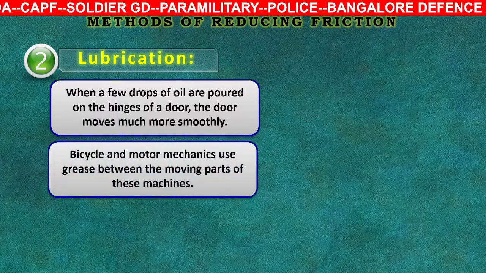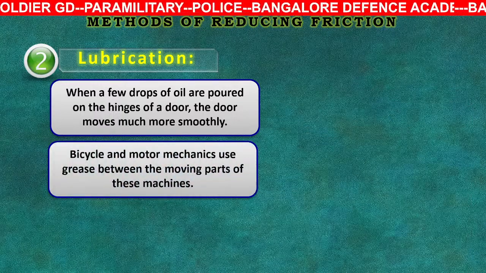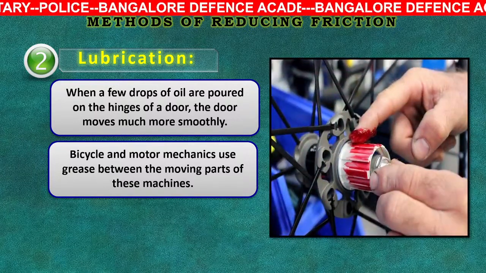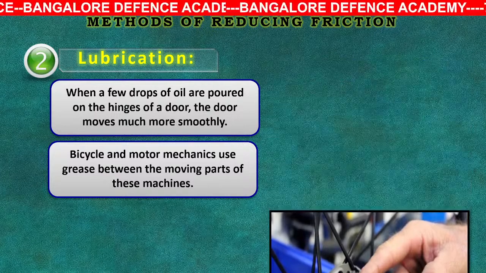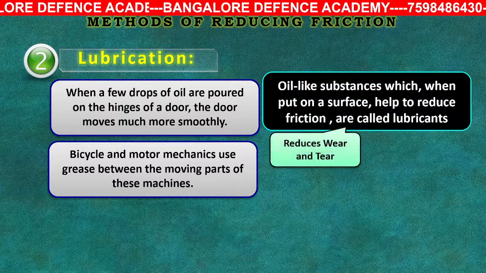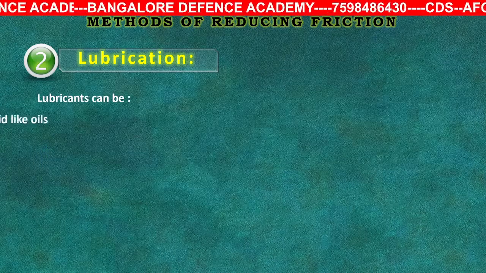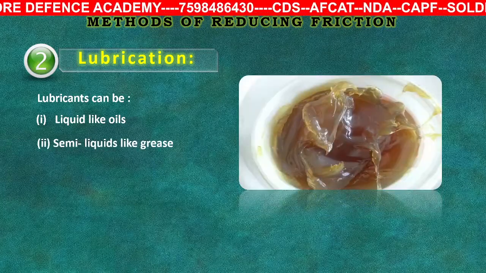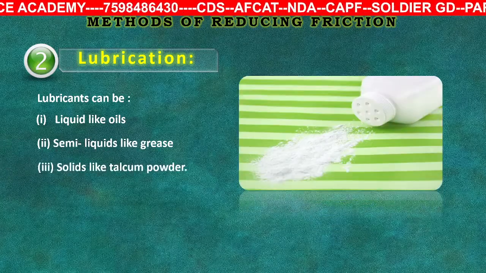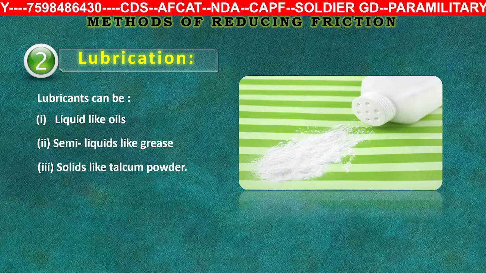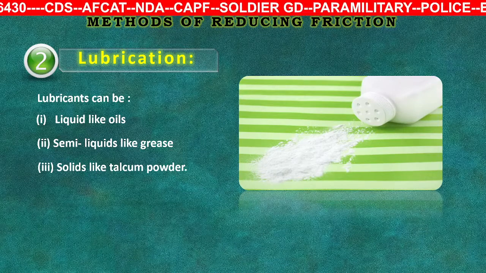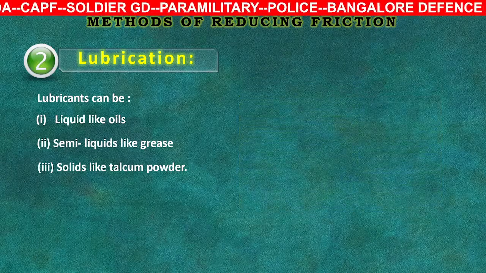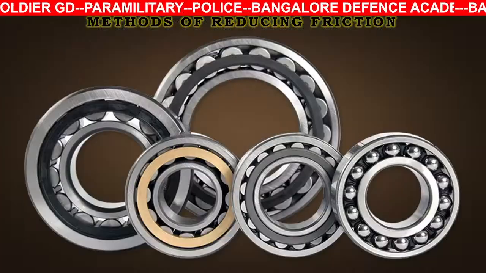Now let us see. Bicycle and motor vehicle mechanics use grease between the moving parts of these machines. Have you done this kind of thing for your cycle? Now let us see some more. Lubricants can be liquids or oils, semi-liquids like grease, solids like talcum powder. Tell me, where do I use talcum powder? Yes, carom board. While playing carom board, the striker moves very smoothly if these powders are applied, so it reduces the friction.